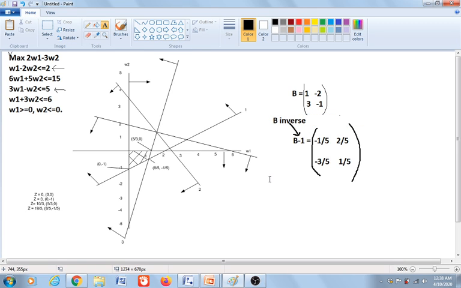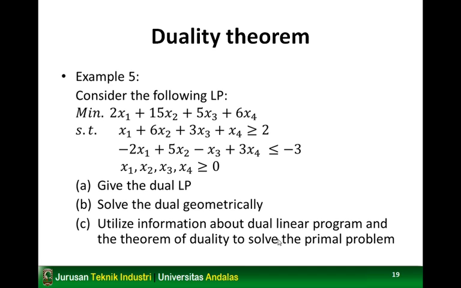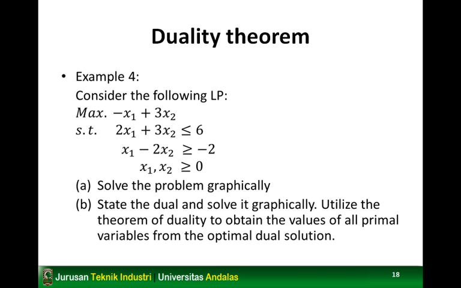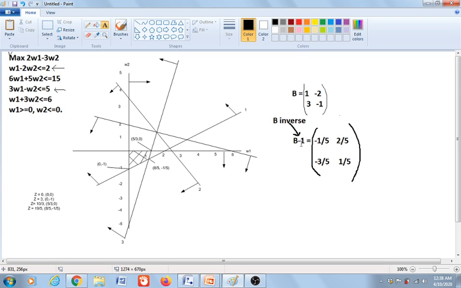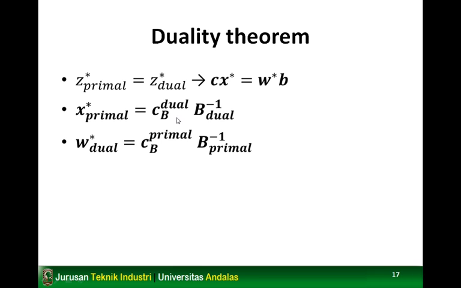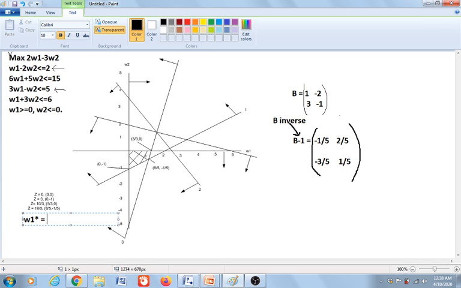Now the problem number 3, so we need to find the solution of the primal by using the information that we have from the dual. So we can use this equation: x star primal will be C basis dual times B inverse dual. So we have the B inverse dual. And what is the basis of the dual? The basis variables of the dual will be W1 and W2. See here, this is for W1 and this is for W2. And that is the value of W1 star, equal 8 over 5, and the value of W2 star, equal minus 1 over 5.